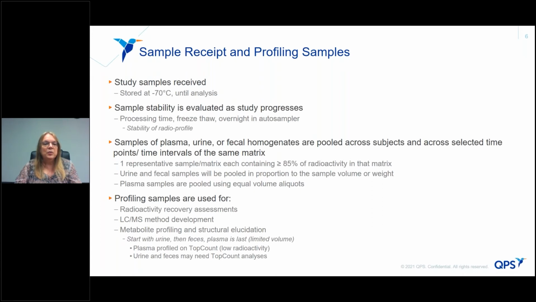The plasma is profiled in human studies. The plasma is profiled on the TopCount, which means we fraction collect and we dry down those samples, and then we do a static radio detection. This is because the radioactivity in human plasma is very low. Urine and feces may need TopCount. It may not. We may be able to do that with a radio flow detector.